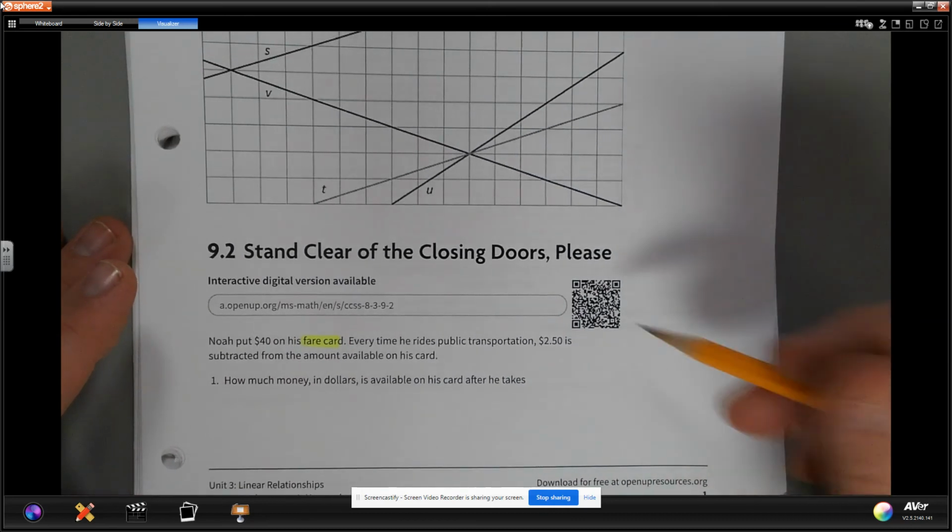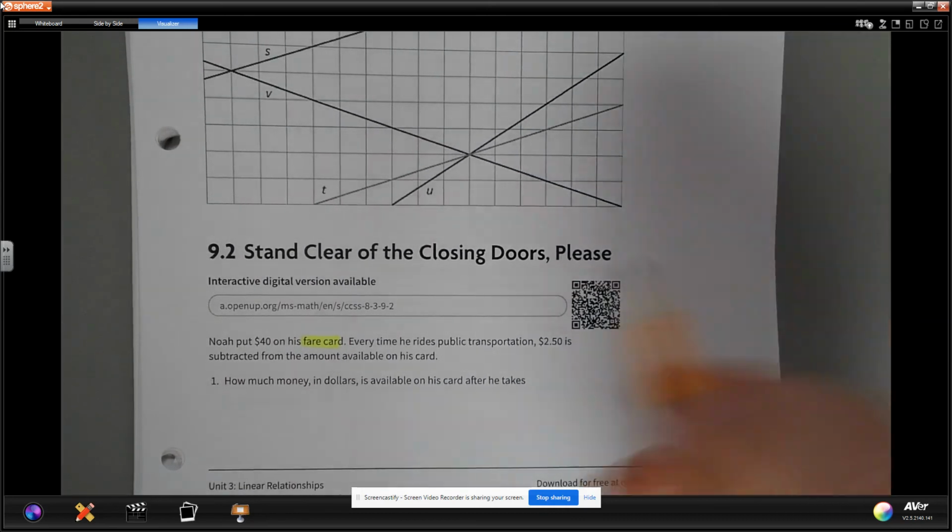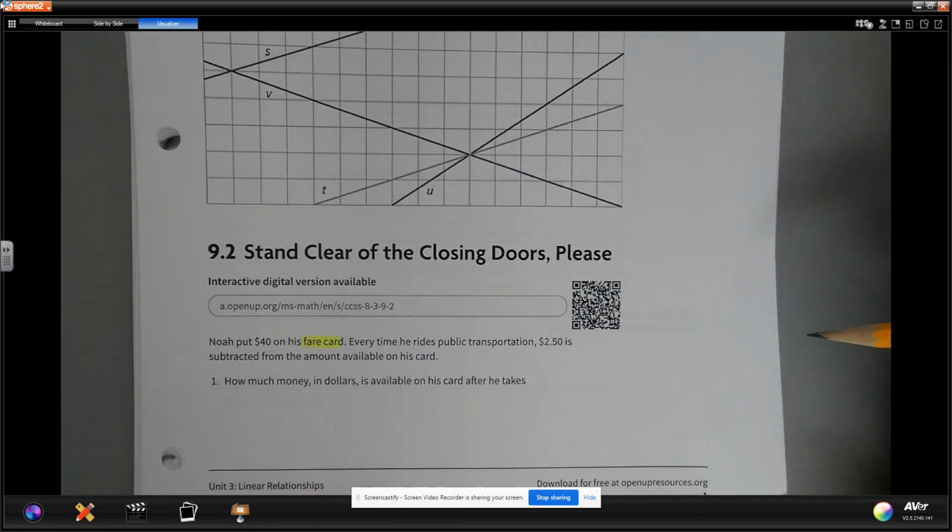There's an interactive version available if you would like to go ahead and put this onto that graph. Just plug in that URL.